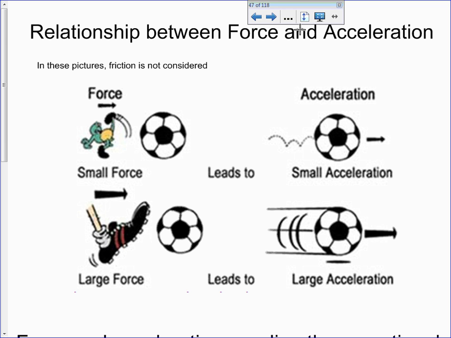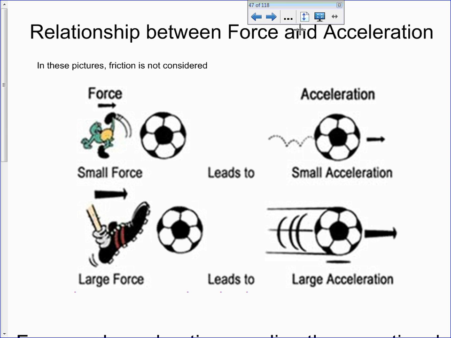So there's lots of relationships involved between force, mass, and acceleration. We're going to look at force and acceleration. And if you look at the pictures, a small force leads to a small acceleration. A large force leads to a large acceleration. They're considered directly proportional. And that makes sense.